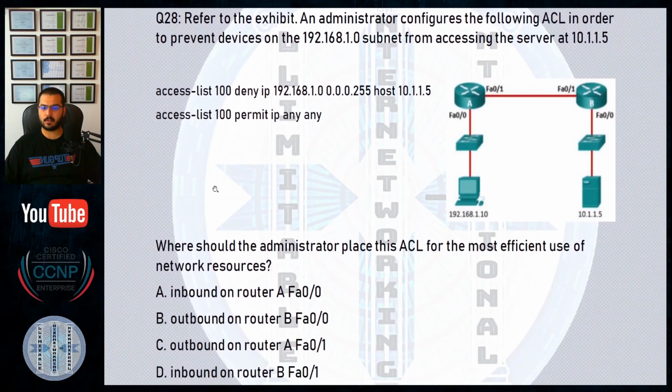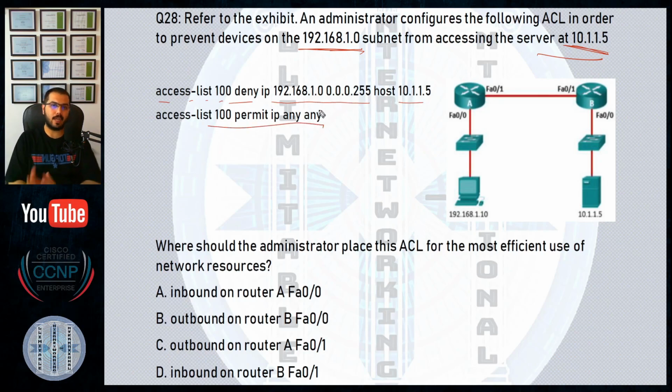28 says an admin configures the following access list in order to prevent devices on this subnet from accessing this server. So we should deny source, this entire subnet, destination, this host IP address, and let's see where to apply that. So access list extended deny this entire network from accessing this host, correct, and permit any other thing. So the access list is definitely correct, nothing to modify there. But where should the admin place this access list for the most efficient use of network resources?